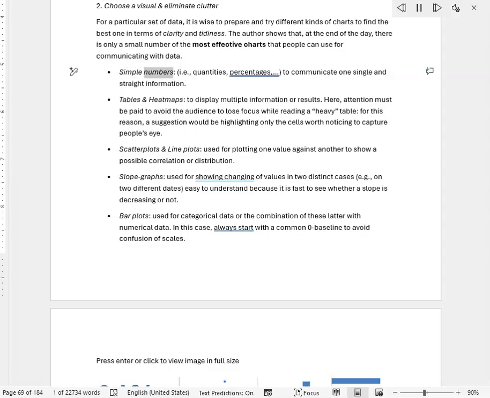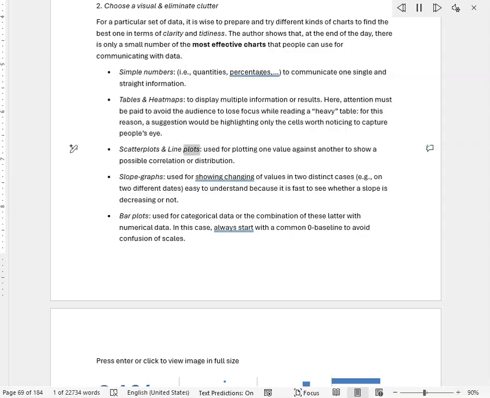Simple numbers, i.e., quantities, percentages, to communicate one single and straight information. Tables and heat maps, to display multiple information or results. Here, attention must be paid to avoid the audience losing focus while reading a heavy table. For this reason, a suggestion would be highlighting only the cells worth noticing to capture people's eye.